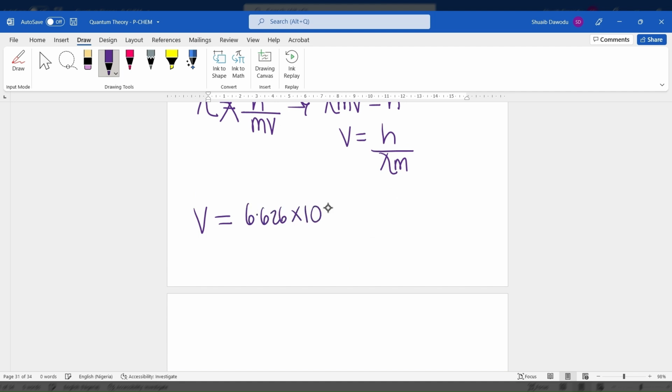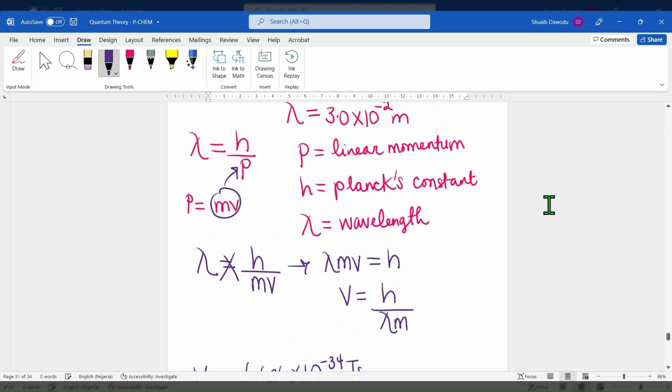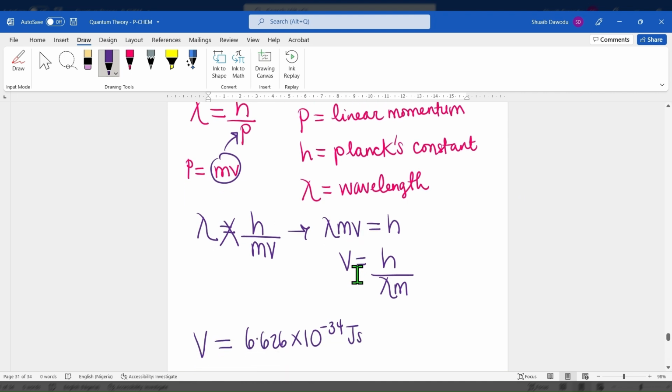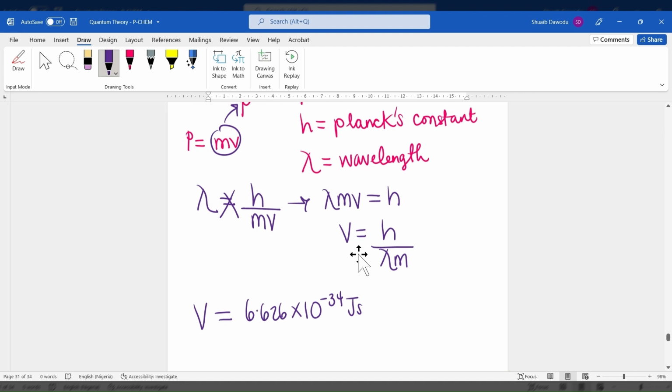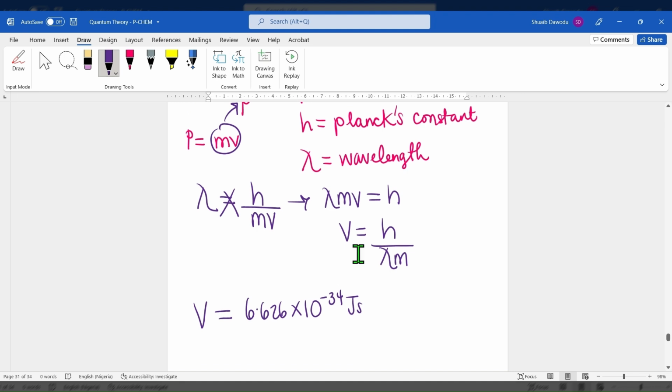So v is equal to 6.626 times 10 raised to the power of negative 34 joule seconds, because Planck's constant is a constant. Remember, Planck's constant is a constant with value of 6.626 times 10 raised to the power of negative 34 joule seconds. And I want to advise you guys to please look at all the videos on my channel that involve quantum theory or physical chemistry, because the more you watch the videos and the more you learn, you're going to be able to know how all of these formulas and concepts come together in your knowledge of physical chemistry.